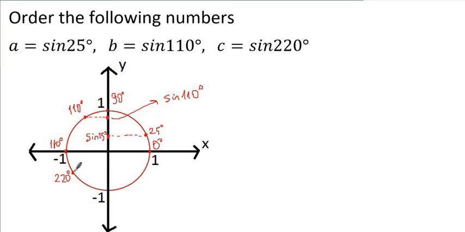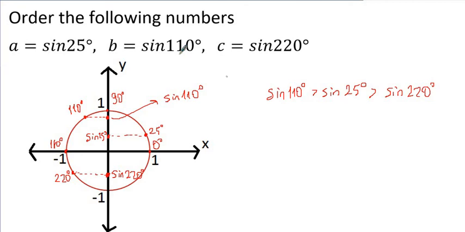And the y coordinate of this point is going to be sine of 220. So on our number line on the y-axis, the number above is always greater than the number below. So we can say that sine of 110 is the greatest of these numbers. And then we get sine of 25, and then we get sine of 220. So sine of 110 degrees is greater than sine of 25 degrees, which is greater than sine of 220 degrees.